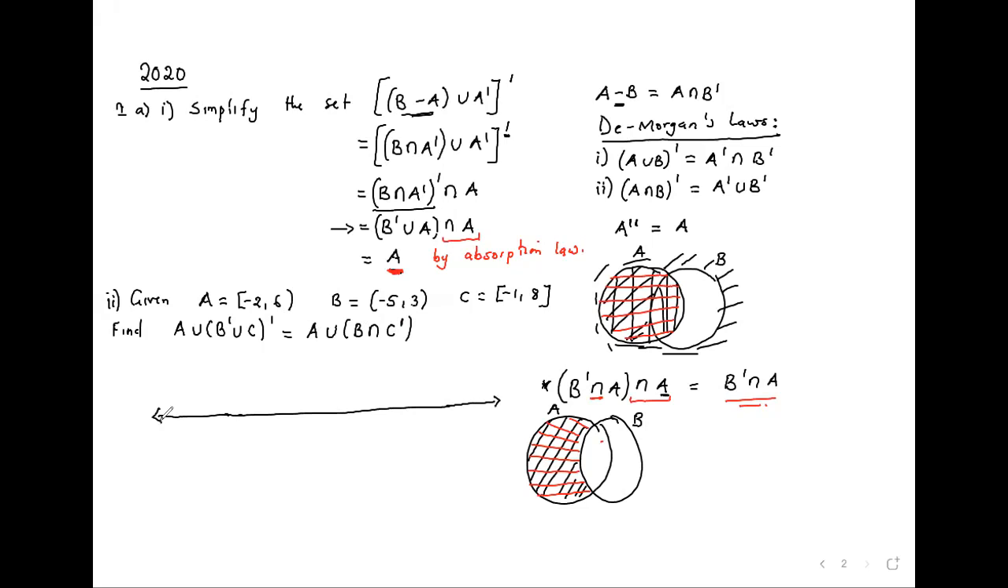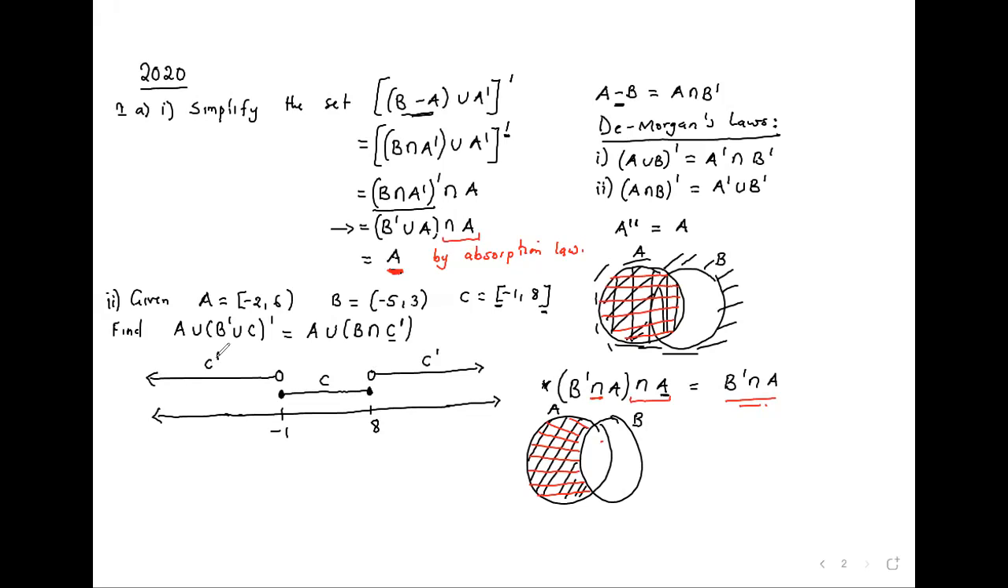We are looking for C complement first. Now C runs from -1 to 8. They are telling us that 8 is part of the set, -1 is part of the set, so you include like that. So this is C. Its C complement will open at 8 because 8 is already in C. It will go where there is no C. So this is C complement.